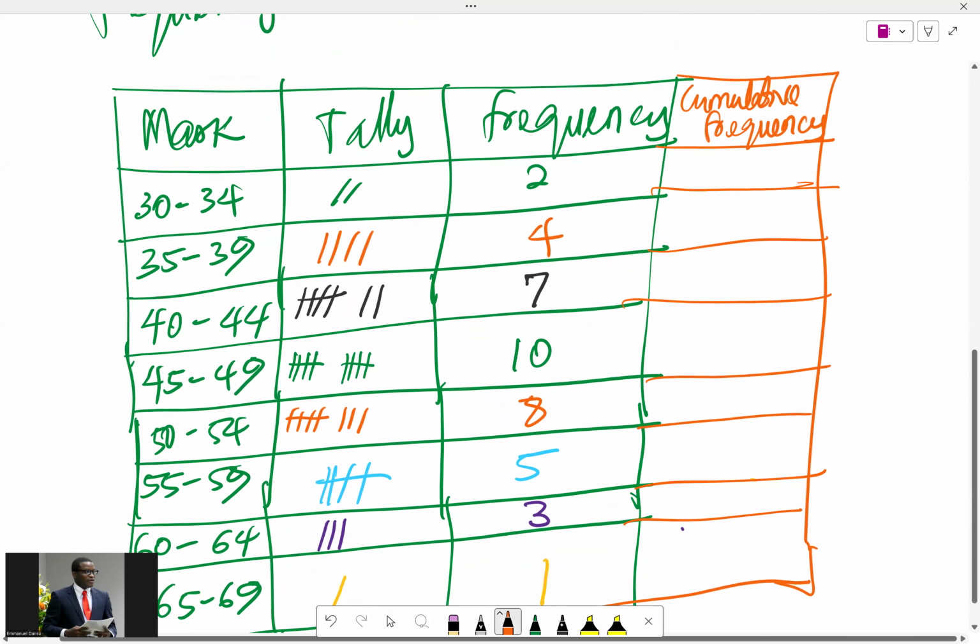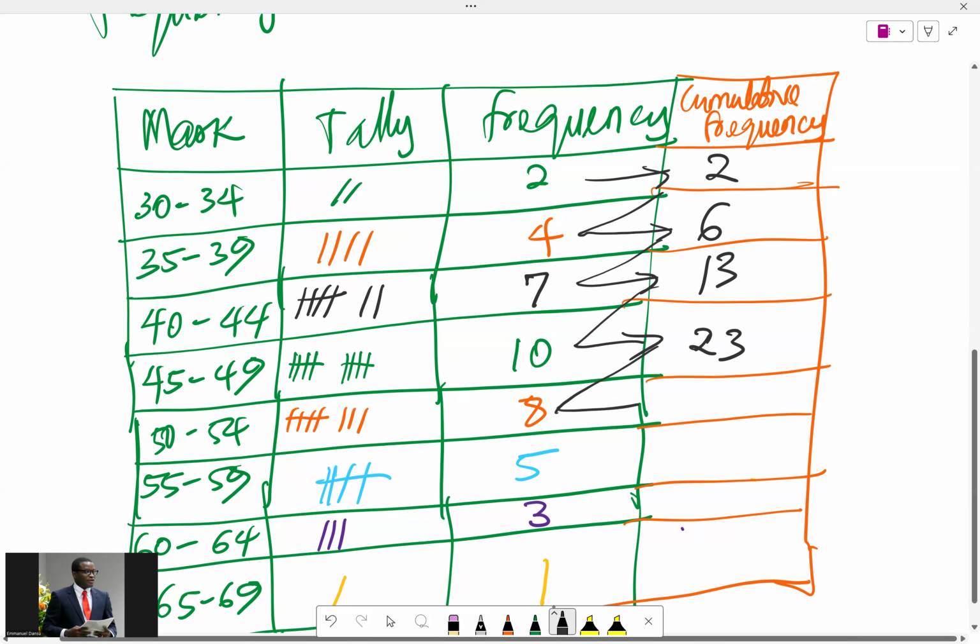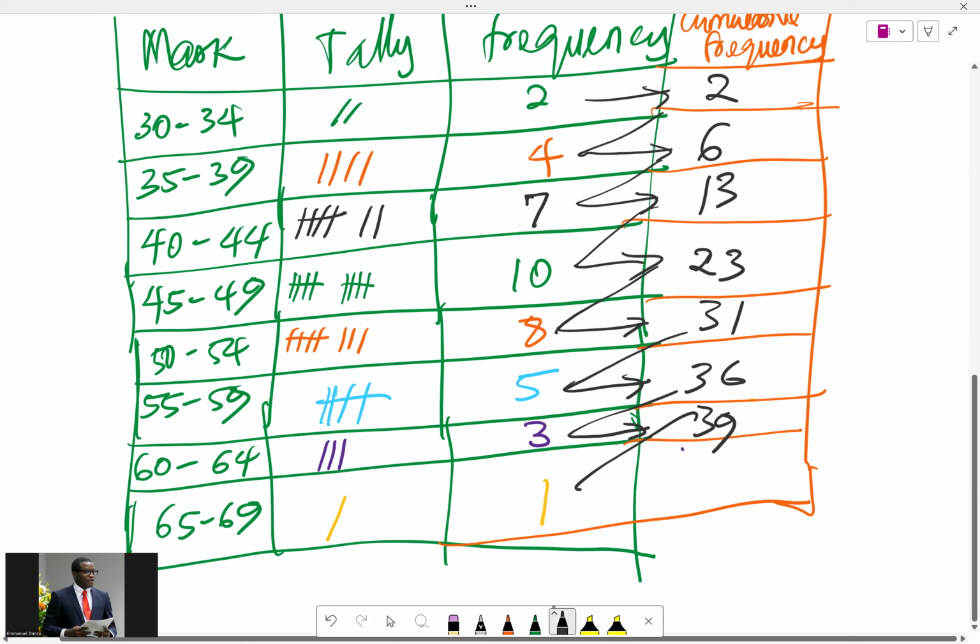So together for cumulative frequency now, this is 2, this is 6, this is 13, this is 23. That is, this is 2 now plus 4, 6. 6 plus 7, 13. 13 plus 10, 23. 23 plus 8 is 31. 31 plus 5 is 36. 36 plus 3 is 39. And then 39 plus 1 is 40.